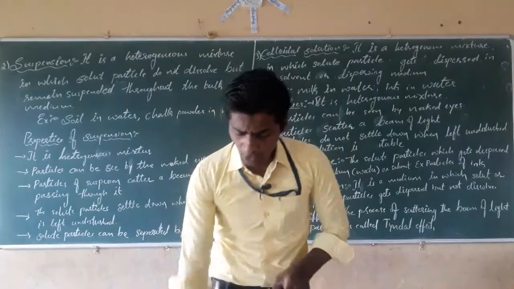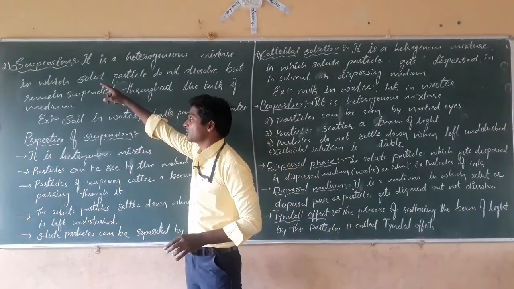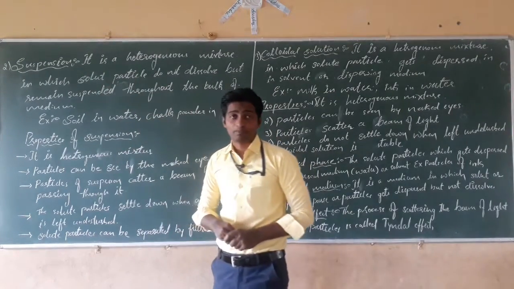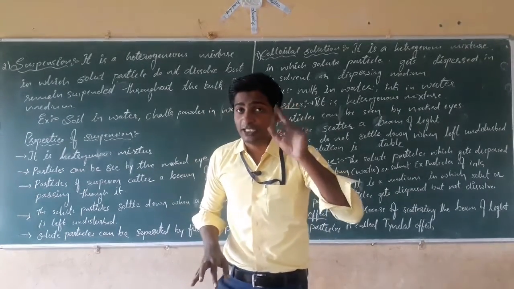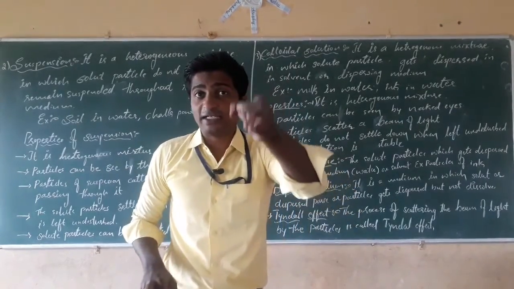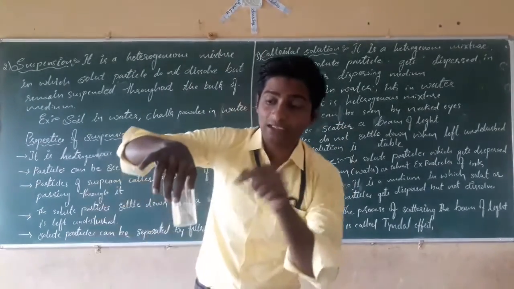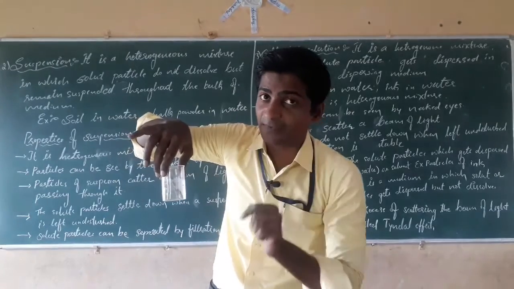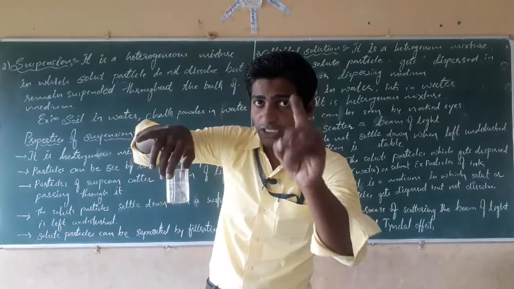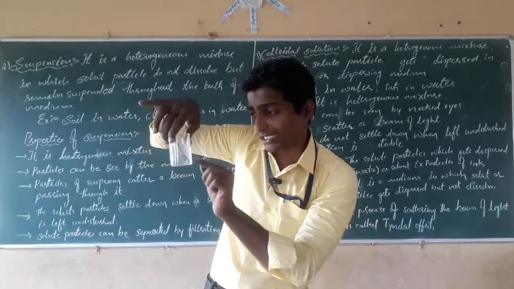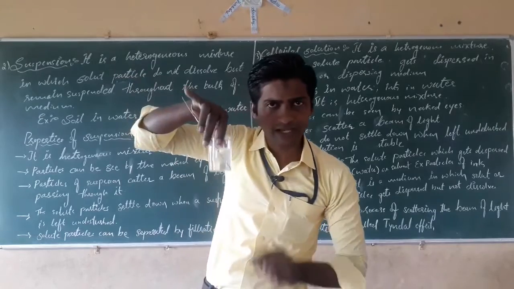Next, dear students, today we are going to study another mixture, called the suspension. A suspension is a heterogeneous mixture. You know the meaning of heterogeneous and homogeneous. Homogeneous means the contents are unable to be identified. Here I have added salt and water, and you can't identify the salt. Homogeneous means a mixture in which the particles are unable to be identified.